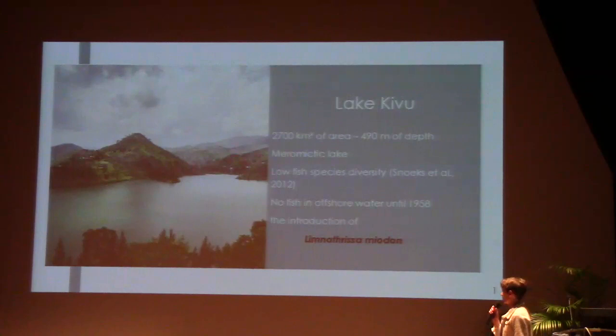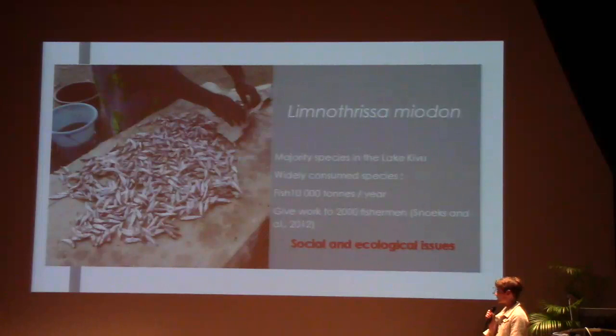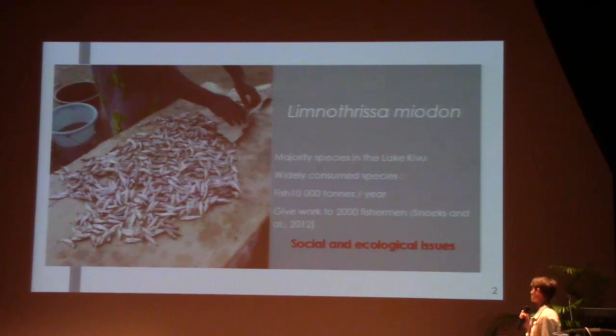Until 1958, there were no fish in the offshore water, and since then the offshore water is occupied by Limnothrissa miodon, a fish species native to Lake Tanganyika. Limnothrissa has become the majority species in Lake Kivu. It is widely consumed, around 10,000 tons of fish each year, and gives work to 2,000 fishermen. So the study and the conservation of these species represent a social and ecological issue.